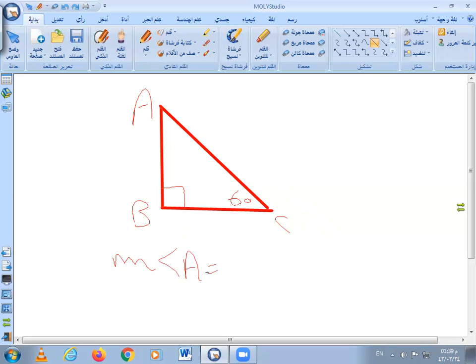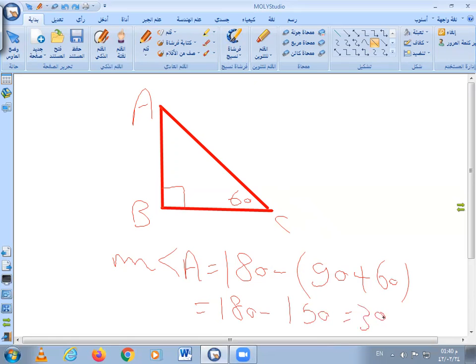As we said before, the sum of measure of the three interior angles of a triangle equals 180. Then measure of angle A equal 180 minus, between brackets, 90 plus 60, equal 180 minus 150 equal 30 degrees. Okay?